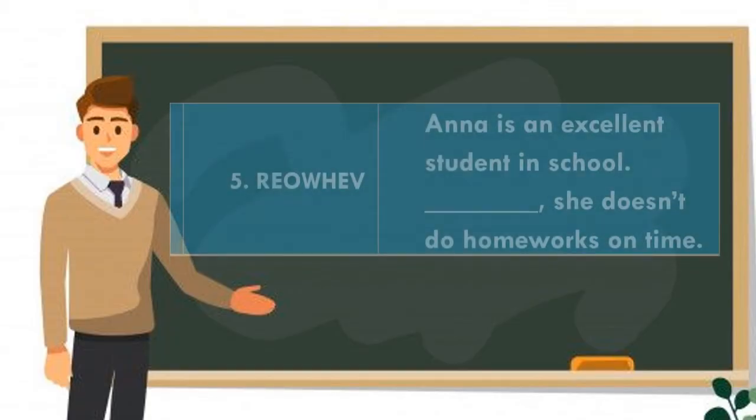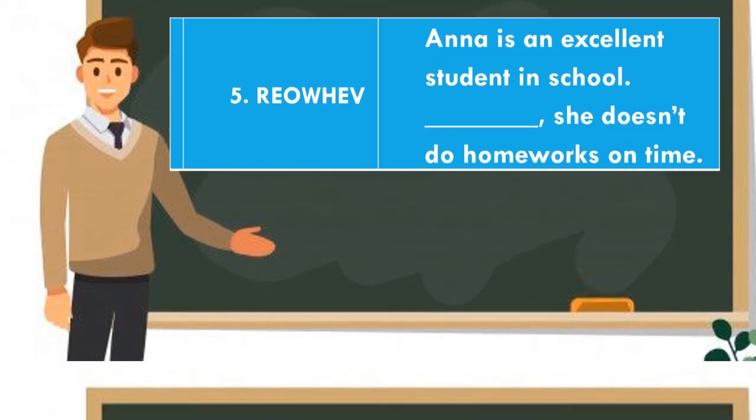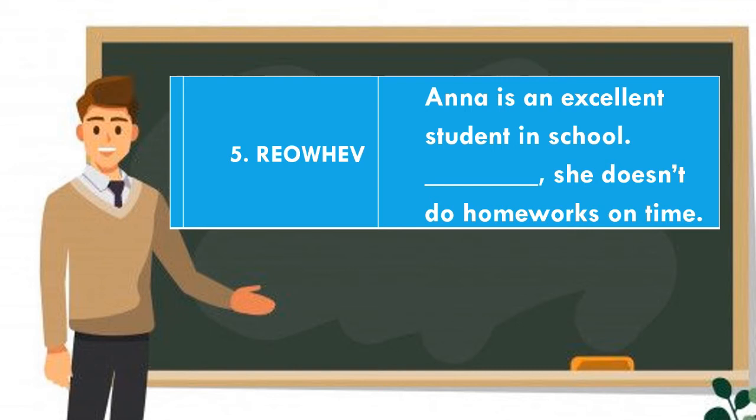Number 5. R E O W H E V. Sentence: Anna is an excellent student in school. Blank, she doesn't do homework on time.